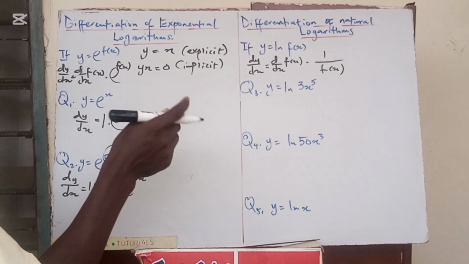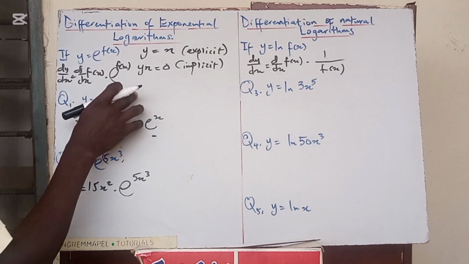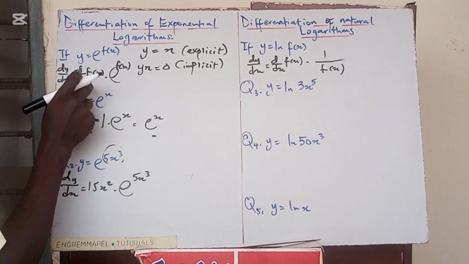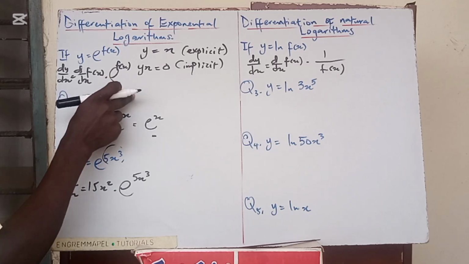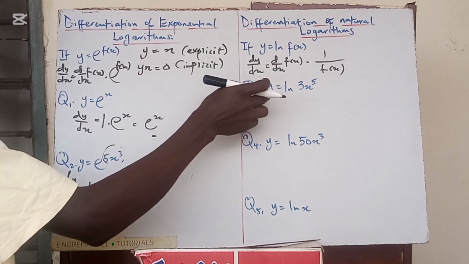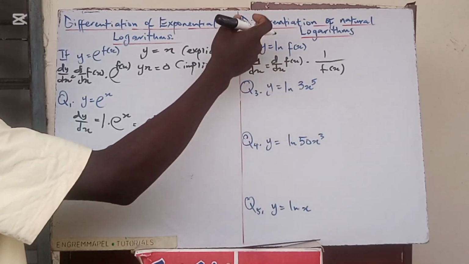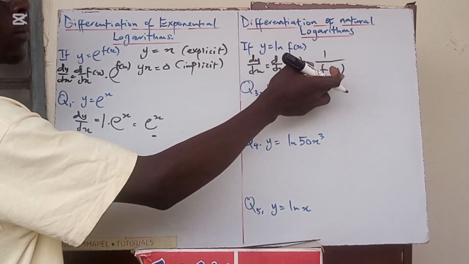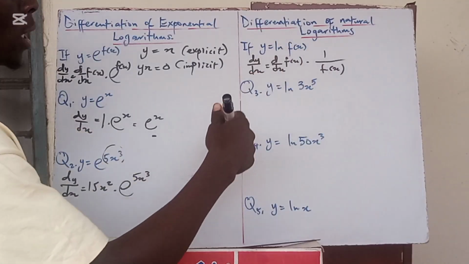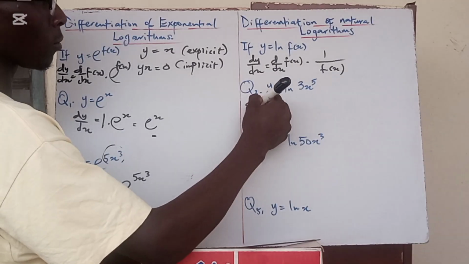So when you know this one, with the exponential you multiply by the whole of the function when you differentiate the power. But here, you multiply when you differentiate the complex part in front of the ln. You are going to multiply it by the inverse of that function you are dealing with. So now let's move here.